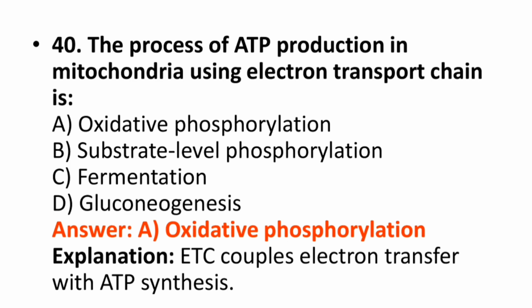The process of ATP production in mitochondria using electron transport chain is option A, oxidative phosphorylation, option B, substrate level phosphorylation, option C, fermentation, option D, gluconeogenesis. The correct answer is option A, oxidative phosphorylation. ETC couples electron transfer with ATP synthesis.